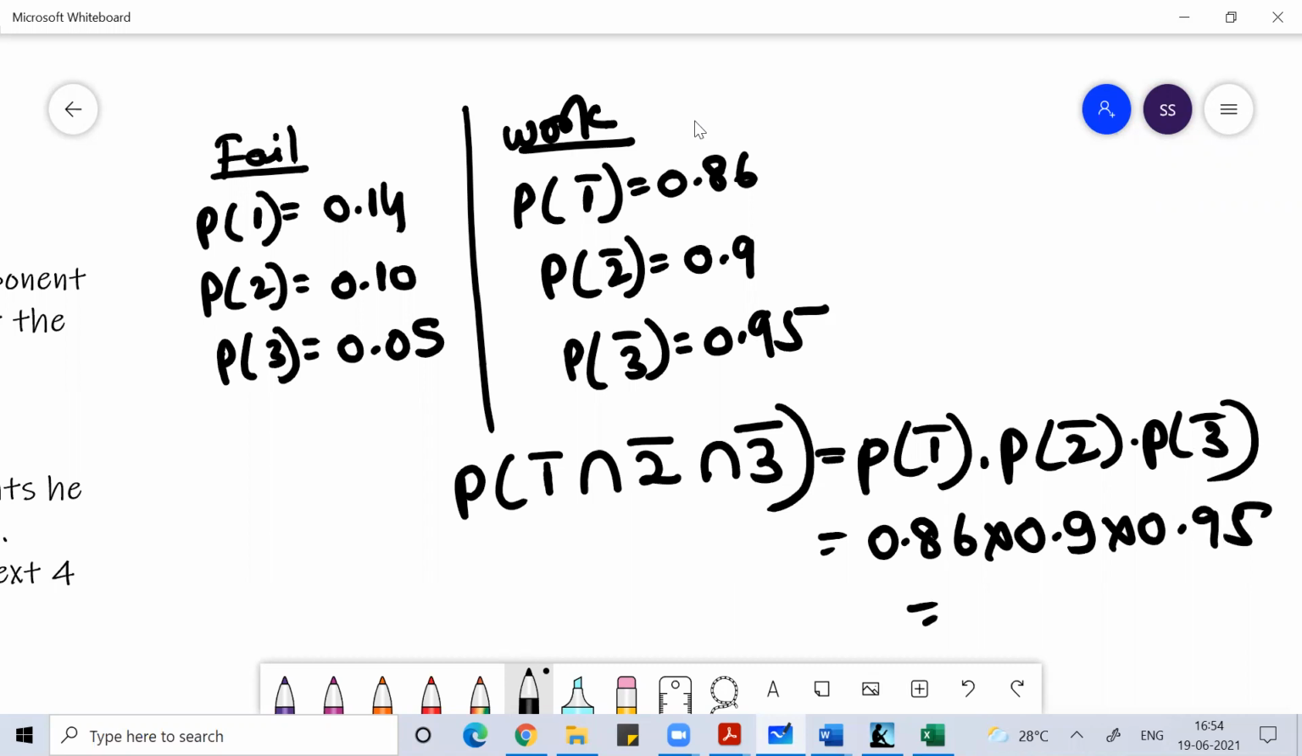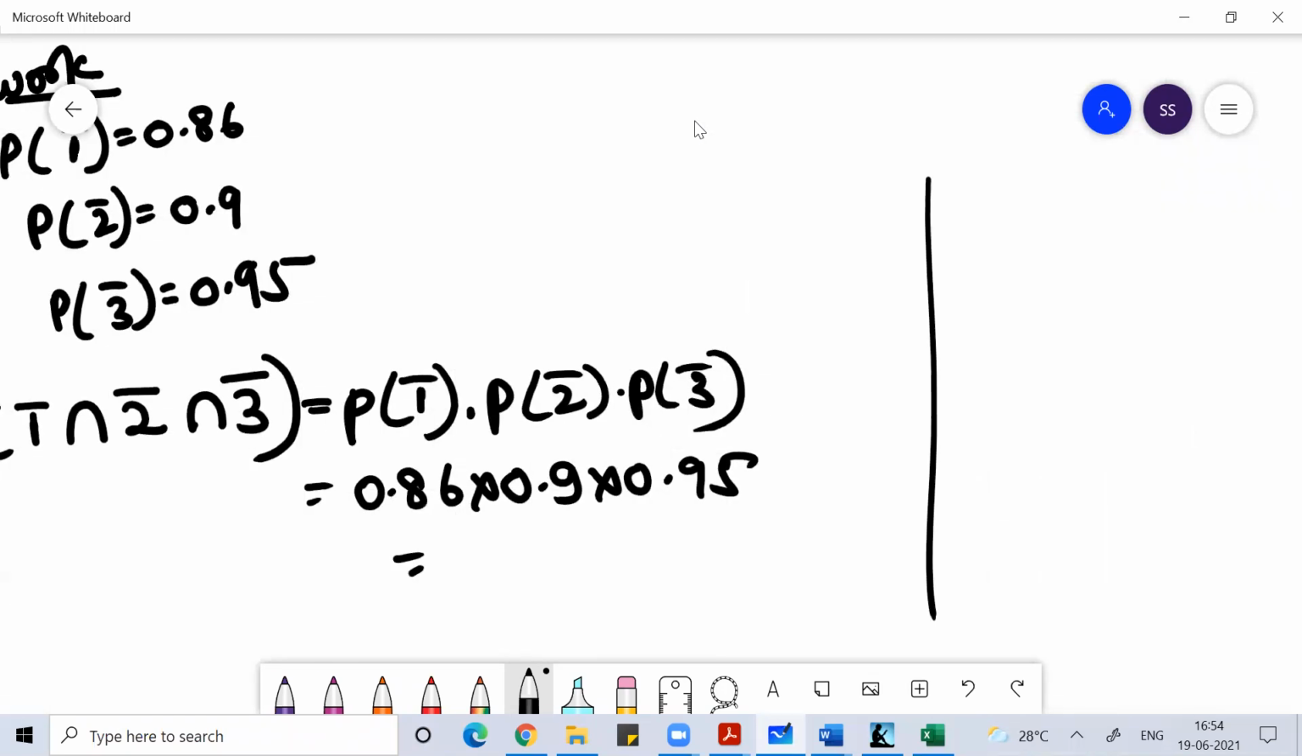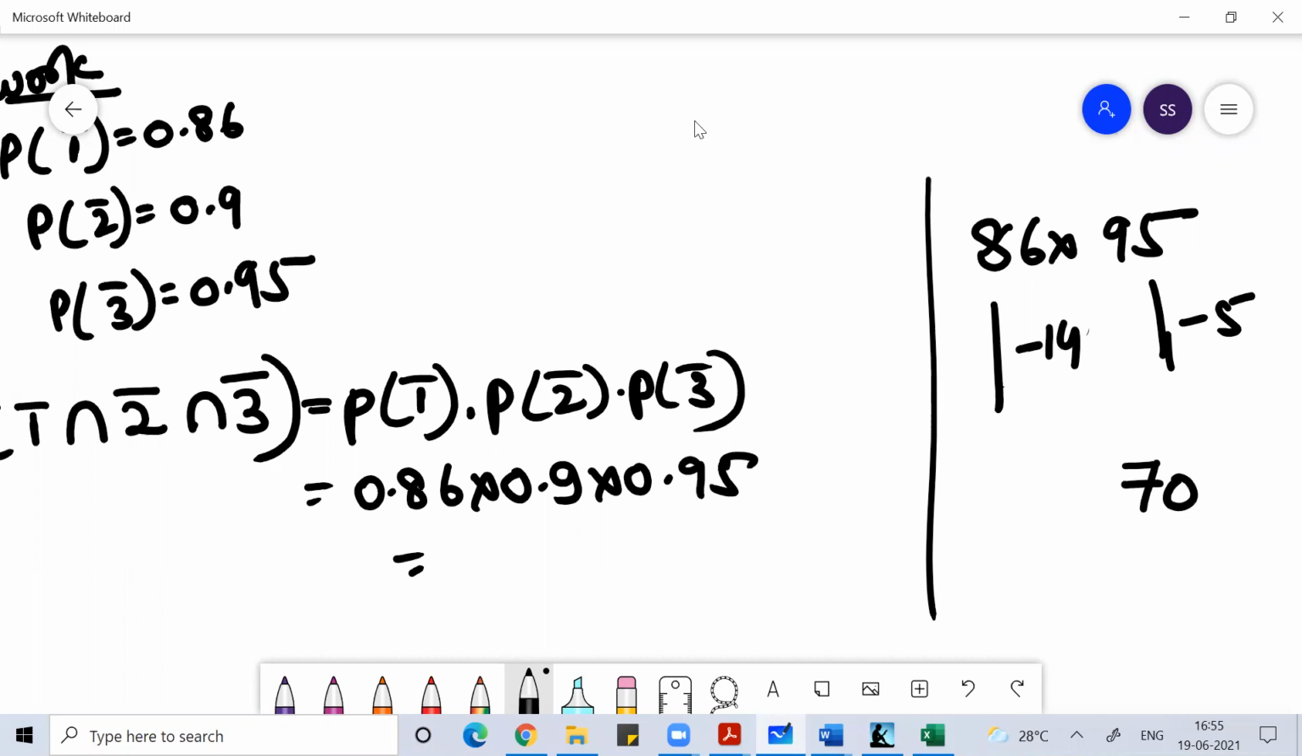I'll multiply this. 90 into 95 by Vedic maths, minus 10, or this is easy. So I'll do 86 into 95, because 90 is easy. 86 into 95 by Vedic maths: minus 14 and minus 5, so 100 minus 5 is 95 and 86 minus 14 gives minus 1400, minus 70 plus 70. What is 86 minus 5? That is 81. That is your answer for 86 into 95.